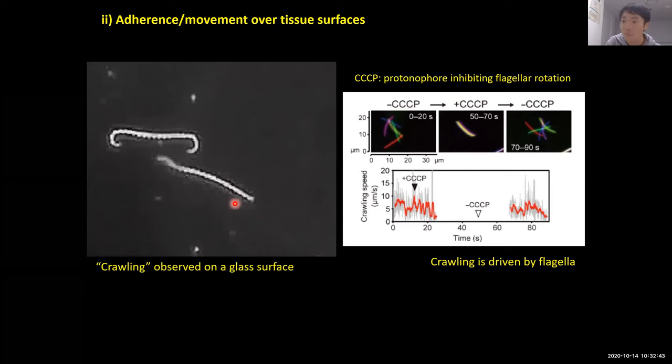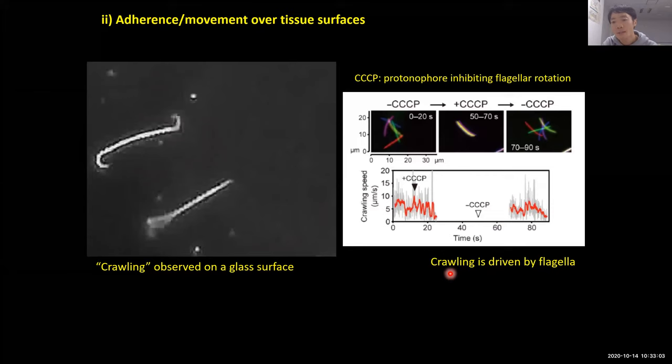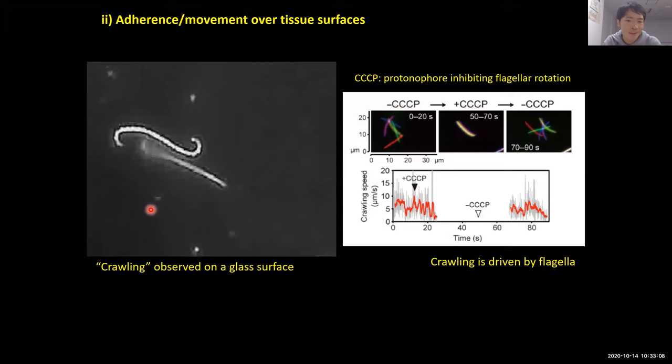And if you add CCCP, a chemical proton inhibitor that stops flagellar rotation, this crawling motility completely stops. Then if you remove the CCCP from the media, it recovers. Therefore, this crawling is driven by flagellar rotation. However, it's difficult to understand why they can move even after touching the surface.